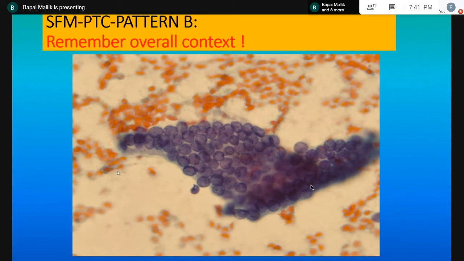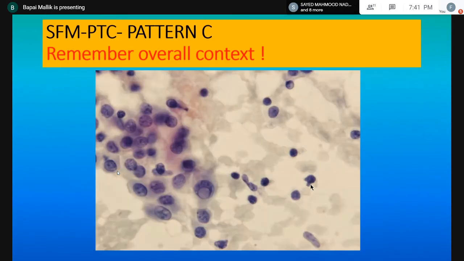So when you have these features, you do not see too much nuclear membrane irregularity, no inclusions, you might still decide, okay, I'm not going to call it papillary thyroid carcinoma straight. I'm going to just fall back a little bit, call it suspicious for papillary thyroid carcinoma. I know anyway that the management plan is more or less the same.